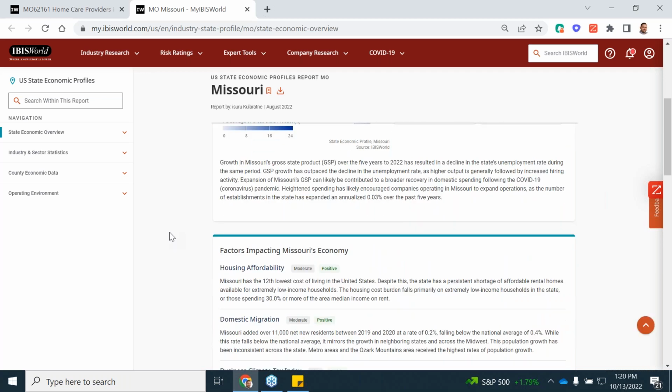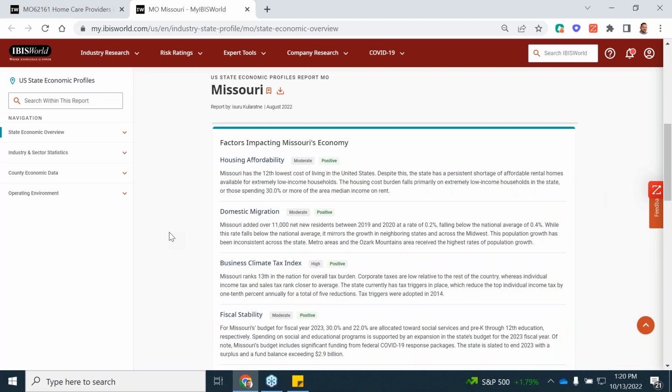I'm going to continue to scroll down as we'll see some of the independent factors that are impacting the local economy as well. So some of those additional driver insights from housing affordability, domestic migration, business climate. Certainly housing affordability comes up.